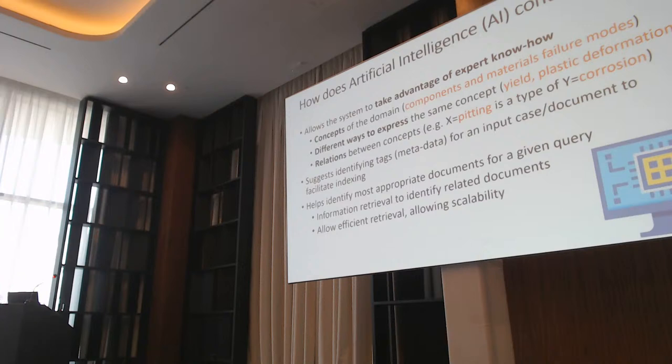There are different ways to express the same concept. Yield can be found as plastic, the definition, can be found as, in the Greek code, as plastic parameters. They are all interlinked. Relations between concepts, for example: pitting is a lower level, more advanced information, of the corrosion type of failure. It suggests identifying tags for an input case document to facilitate indexing and helps identify the most appropriate documents for a given query.